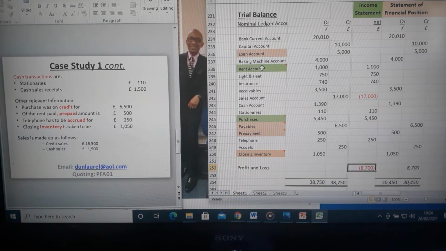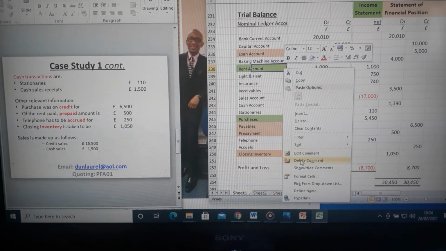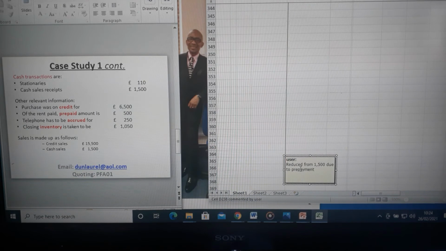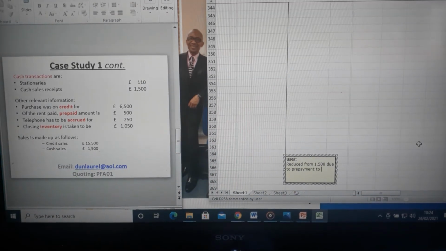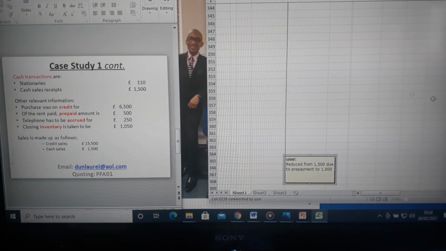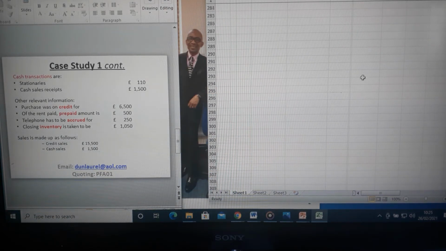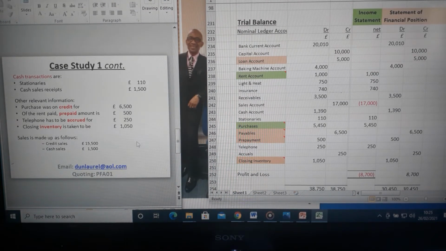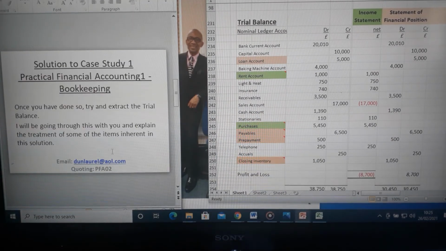Okay, as I said, I've got a note here. You can read the notes here. That's the rent reduced from 1,500 due to prepayment to 1,000. Okay, that's a note for there. As a matter of fact, I have it already in the slide. Okay, you can go to the slide.